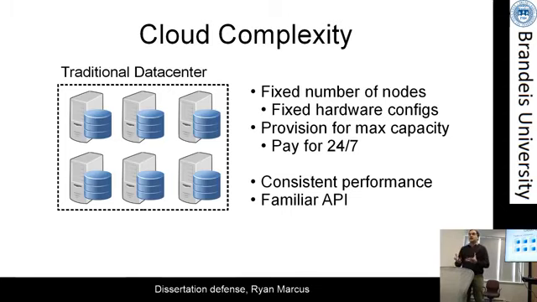Clouds bring a lot of complexity to this scenario. Instead of provisioning for your maximum capacity, you get this idea of elasticity. So when your load is very, very small, you can use just a few computers, and when your load is very, very large, you can provision more computers. Additionally, the hardware configurations aren't fixed. So at some point you might be able to get a computer with a lot of RAM, or a computer that has a much faster CPU, or you might even be able to get a computer with special networking hardware or specialized hardware like GPUs or FPGAs.